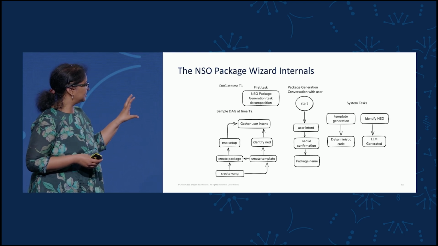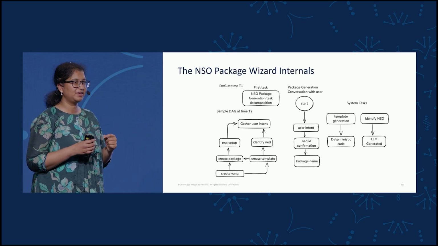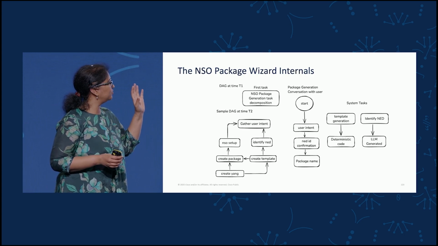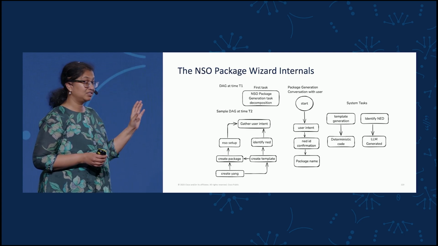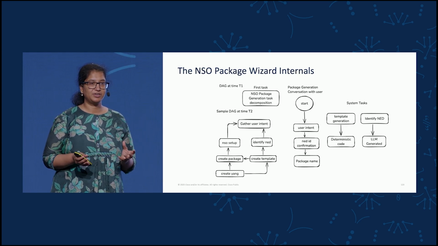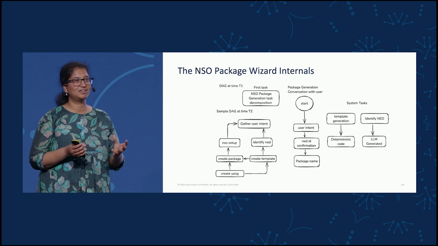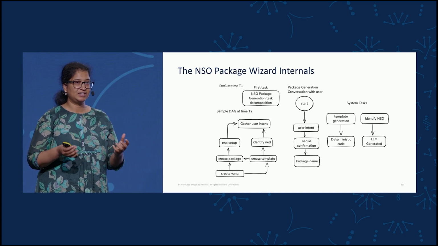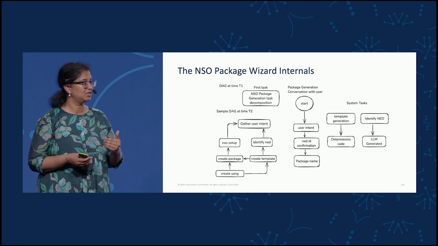Then once the dependencies are executed, you can see that these tasks are sent into two different types of tasks. The first one is package generation conversation with user. Here we use a priority queue so that we maintain context with the user. We want to gather all the user input within the context at the same point of time so that they don't need to context switch often.